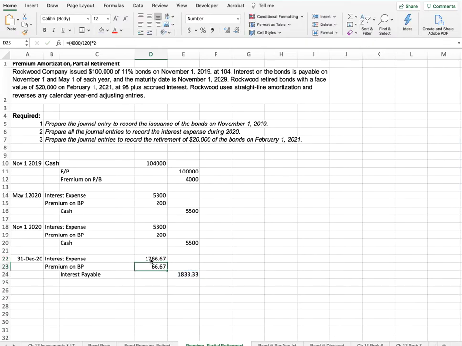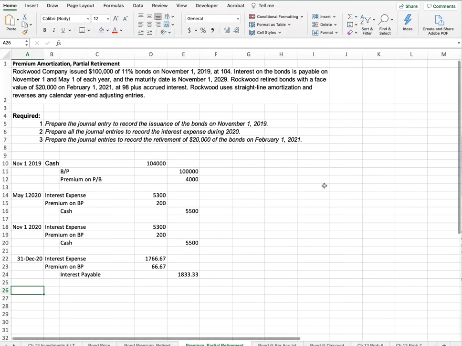Which means an interest expense of $1766.67. All right, so we took care of the entries for 2020. Now prepare the journal entries to record the retirement of the $20,000 of the bonds on February 1st. So February 1.